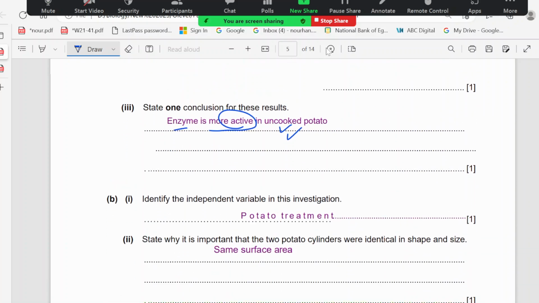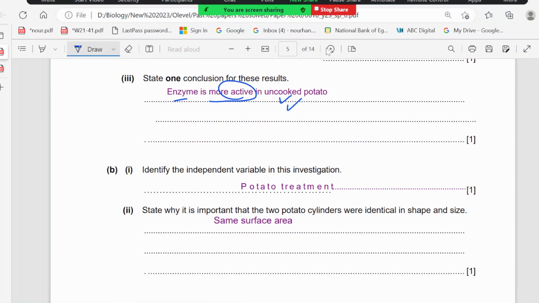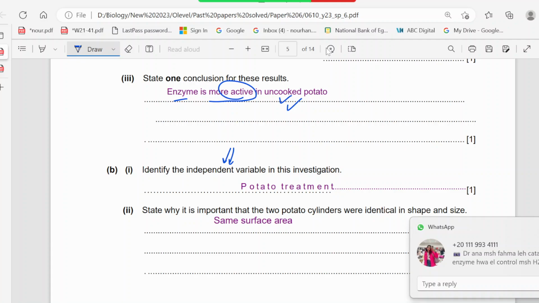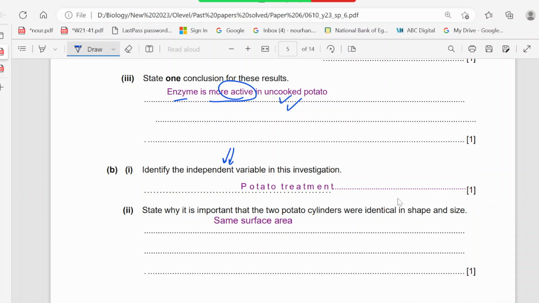Okay. What is the independent variable? Look, here he gave me the words independent variable and he did not say changed. So you have to know that independent is the changed variable. The independent is the changed variable. What did I change in this experiment? The potato treatment.